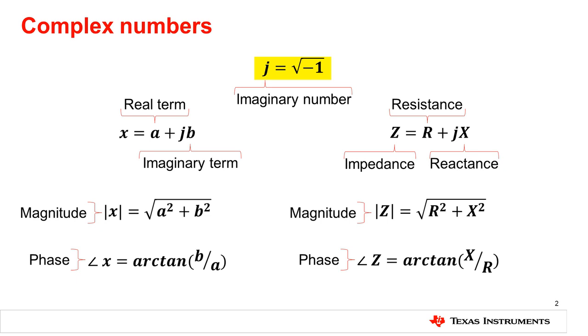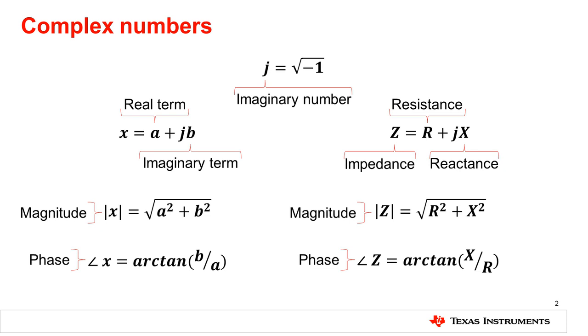So any number can be expressed as the sum of its real and imaginary parts, as shown here for x equals A plus JB. In this equation, the term A is the real part of the number x, and the term B is the imaginary part. Complex numbers can also be represented by a magnitude and a phase or angle.